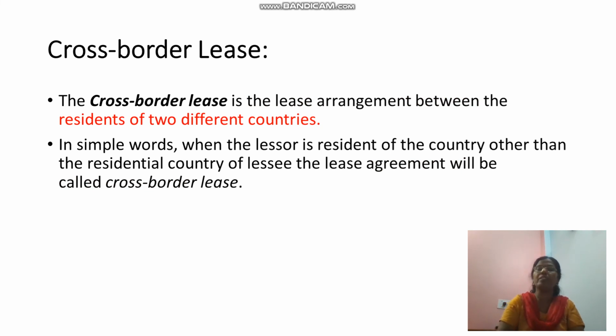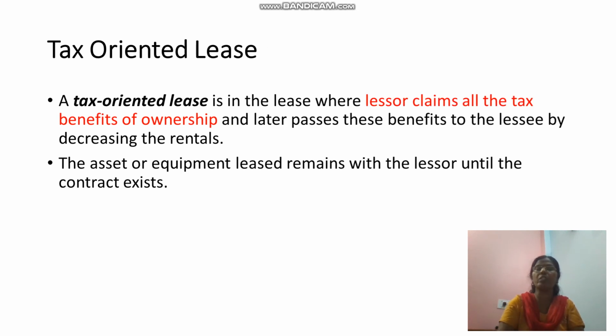Cross-border lease. In this case, lessor and lessee belong to different countries. They will make an agreement for the property. This is called a cross-border lease. Tax-oriented lease. What will happen here? The lessor claims all the tax benefit of ownership, and later he will transfer that benefit to the lessee by decreasing the rentals.